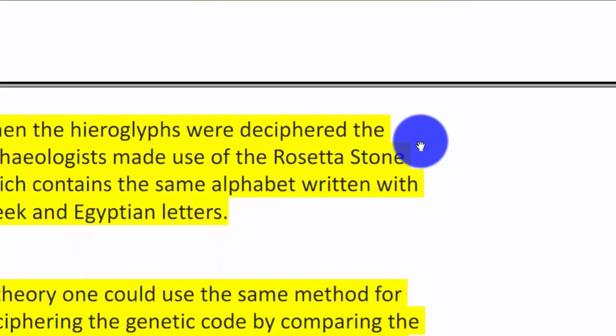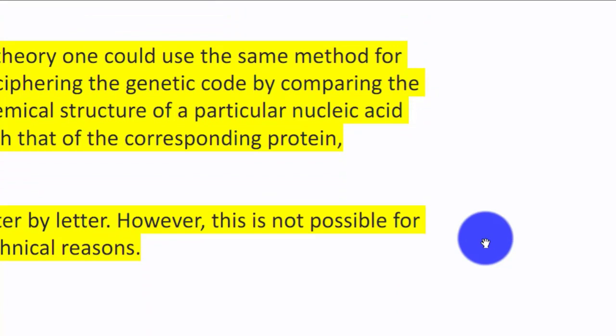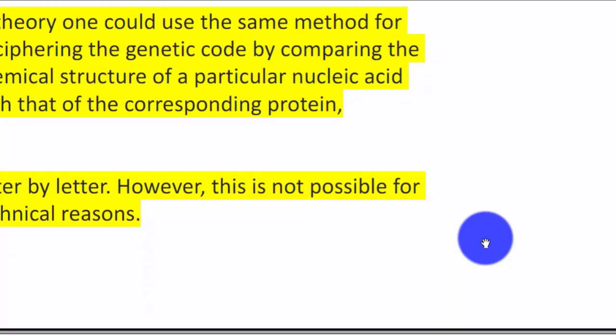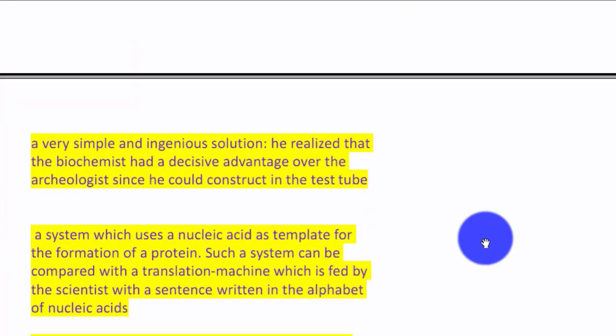When the hieroglyphs were deciphered, the archaeologists made use of the Rosetta Stone, which contained the same text written in Greek and Egyptian letters. In theory, one could use the same method for deciphering the genetic code by comparing the chemical structure of a particular nucleic acid with that of the corresponding protein. Letter by letter, however, this is not possible for technical reasons. Nirenberg found a very simple and ingenious solution.